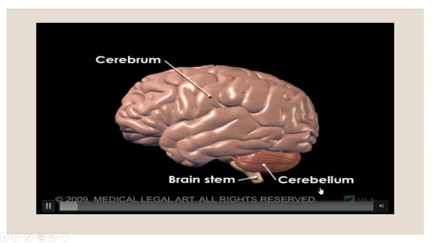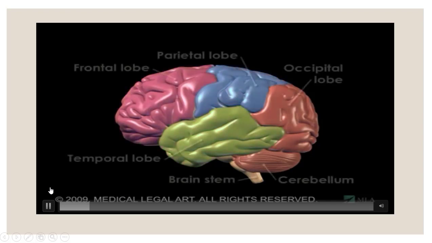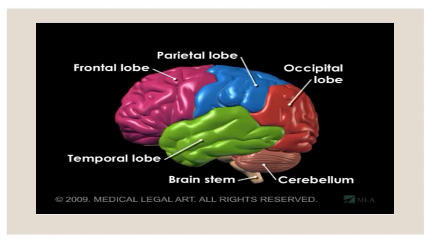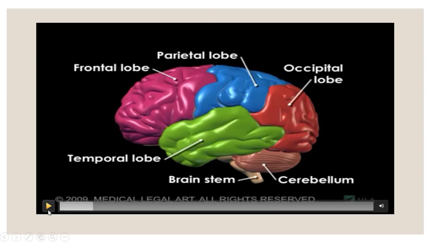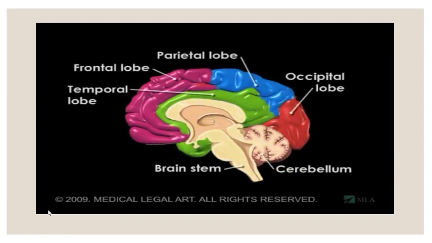Cerebrum and brainstem. Here, from the right side of the brain, we show the important lobes of the cerebral cortex, which are the frontal lobe, parietal lobe, occipital lobe, and temporal lobe. Okay, we will show the same lobes in the transverse section inside the brain.